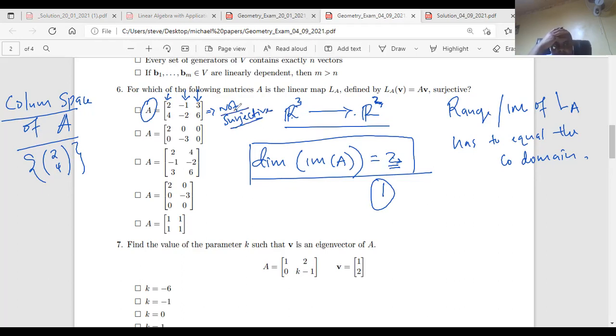Okay. Is that clear? Let's go to the next one. What is the dimension of the image of A for the second one? Just by looking at it, 2. And so this is going to be surjective.